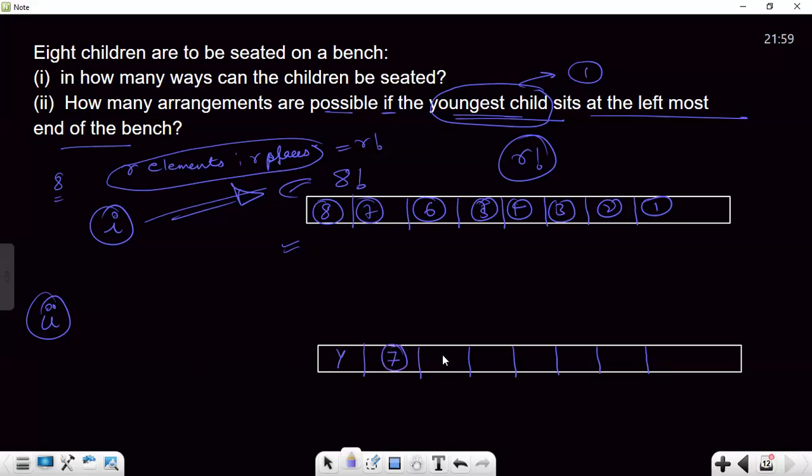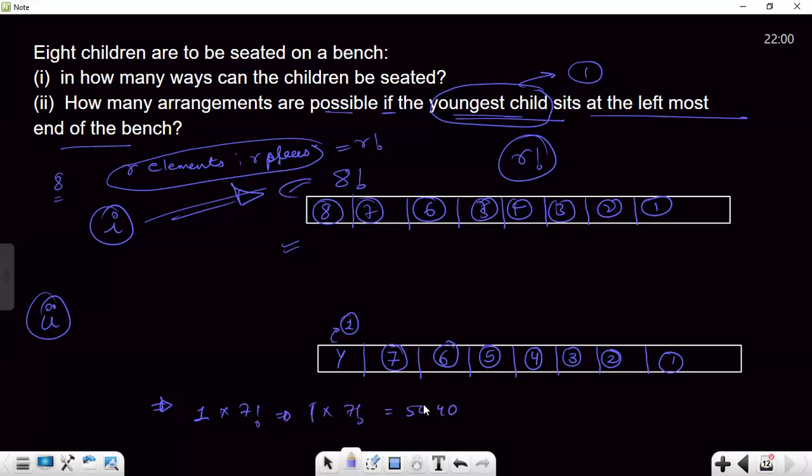7. Now 6, 5. Already 4 have been seated out of 8. So 4 choices, 3 choices, 2 choices, 1 choice. The total number of choices will get multiplied. There is only one choice for seating the youngest child. So 1 into 7 into 6 into 5 and so on, basically 7 factorial.